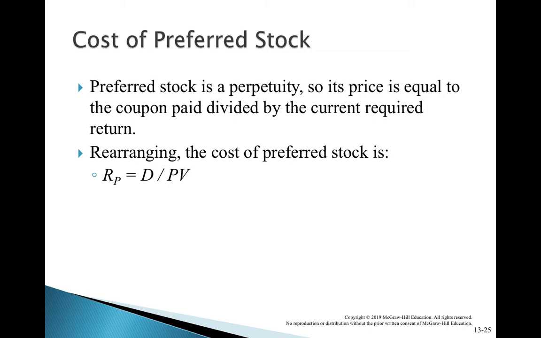It is very straightforward. For example, if preferred stock pays a $2 dividend and is traded at 100, what is the cost of the preferred? The formula is dividend divided by price. $2 divided by 100 is equal to 2%, which will be the cost of preferred.